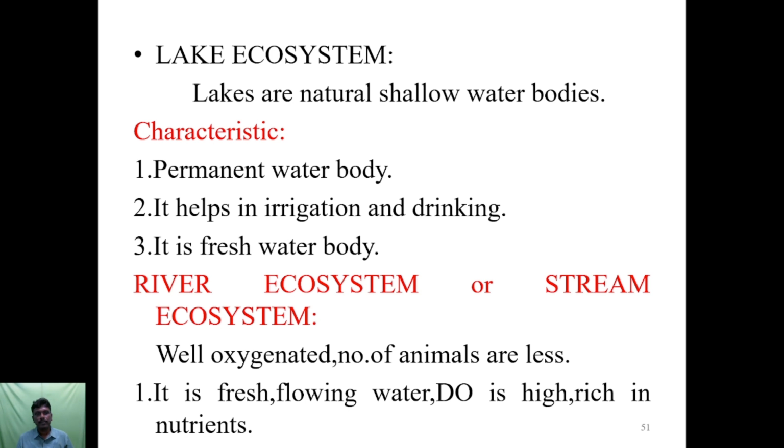Then lake ecosystem. Lakes are natural shallow water bodies. It is a permanent water body. It helps in irrigation and drinking. It is a freshwater body. Next one, river ecosystem or stream ecosystem. Well oxygenated, number of animals are less. River ecosystem is fresh flowing water. DO is high, rich in nutrients. That is, dissolved oxygen is high.